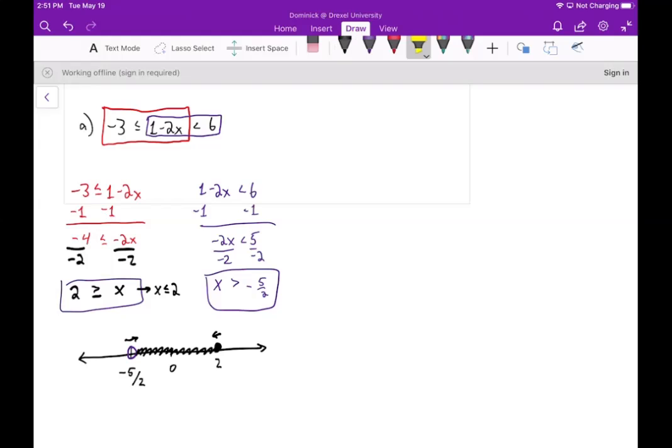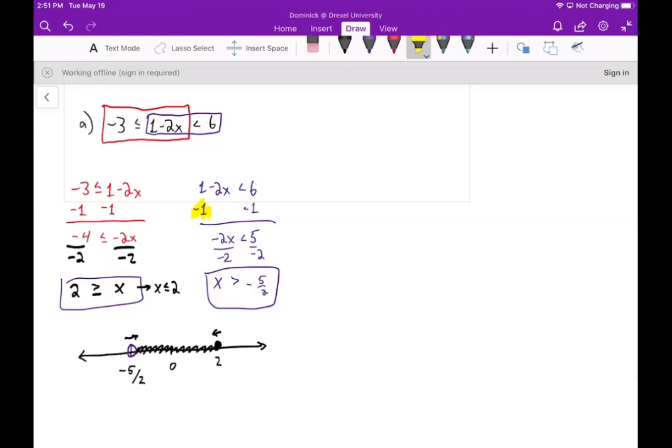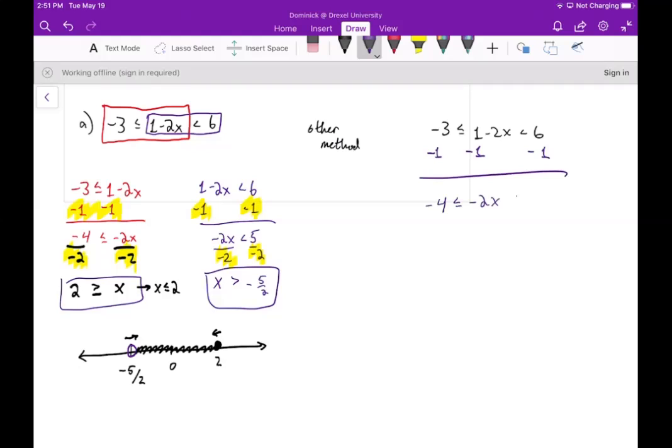Now, the other option is to notice that I'm doing the same steps on each side, right? First, I would subtract by 1, and then I would divide by -2, right? And I did that in both of these separate inequalities. So the other way to solve this is to do the following. We have negative 3 less than or equal to 1 minus 2x less than 6. So what I could do is just subtract 1 instead of from both sides, I'd do it from all three. And this gives me a negative 4 less than or equal to negative 2x less than 5.